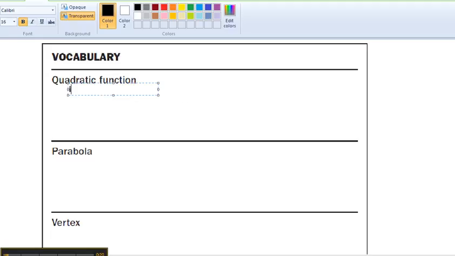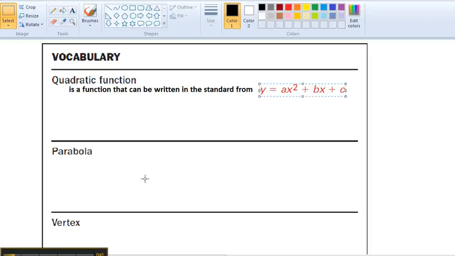It is a function that can be written in the standard form. Here's what it looks like. y equals ax squared plus bx plus c. We're going to be using that a and that b and that c quite a bit. So the a is always attached to the x squared, the b is going to be attached to the x, and the c really doesn't have a variable by it.